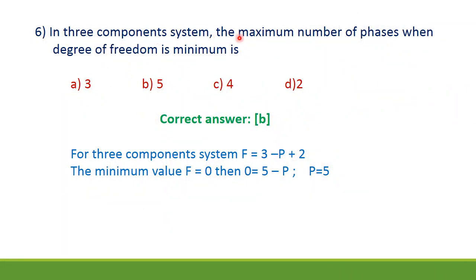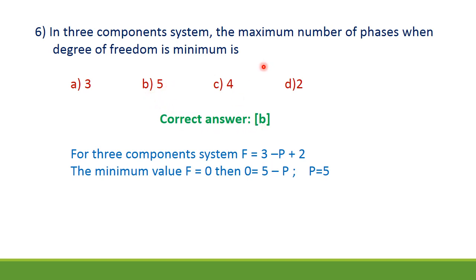In a 3-component system, what is the maximum number of phases when the degree of freedom is minimum? Here we have to use the phase rule F will be equal to 3 minus P plus 2. Here there is no need to use the reduced phase rule. For a 3-component system the phase rule is F equal to 3 minus P plus 2. F is minimum, so F will be equal to 0. Then substituting F equal to 0, we get 5 minus P. Therefore P will be equal to 5. The maximum number of phases will be equal to 5. The correct answer is B.